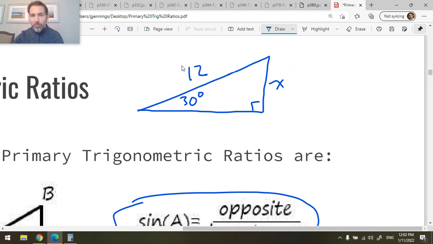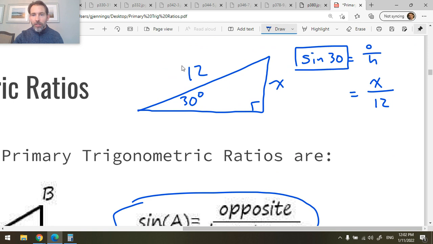So if I write that out, it's going to be like this. Sine 30 is equal to the opposite over the hypotenuse. Well, I can substitute those in because I know them. The opposite is x, and the hypotenuse is 12. And when I punch this on my calculator, it tells me that's 1/2.